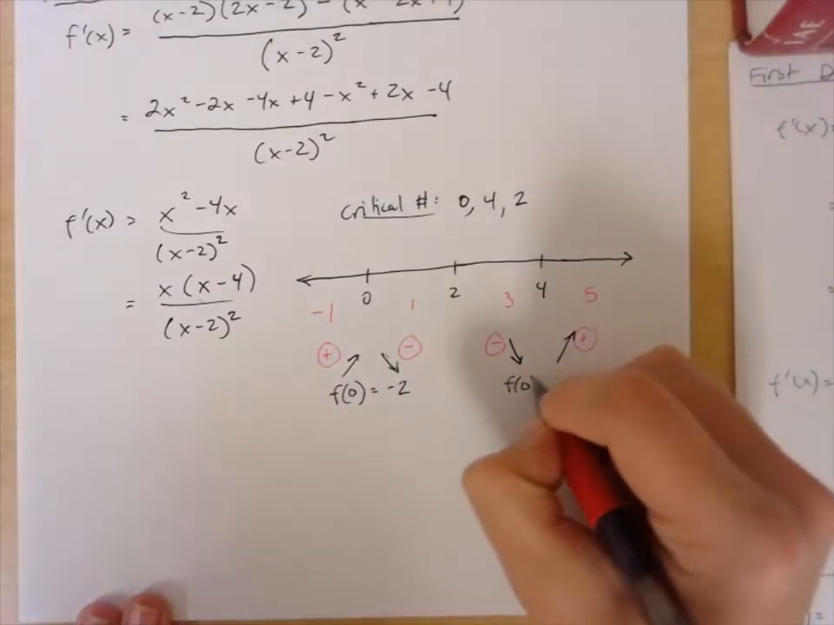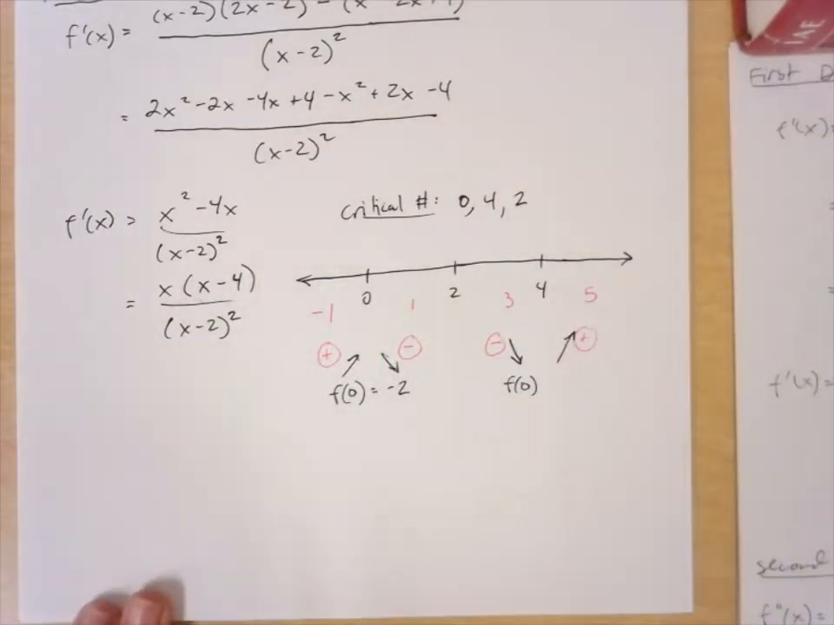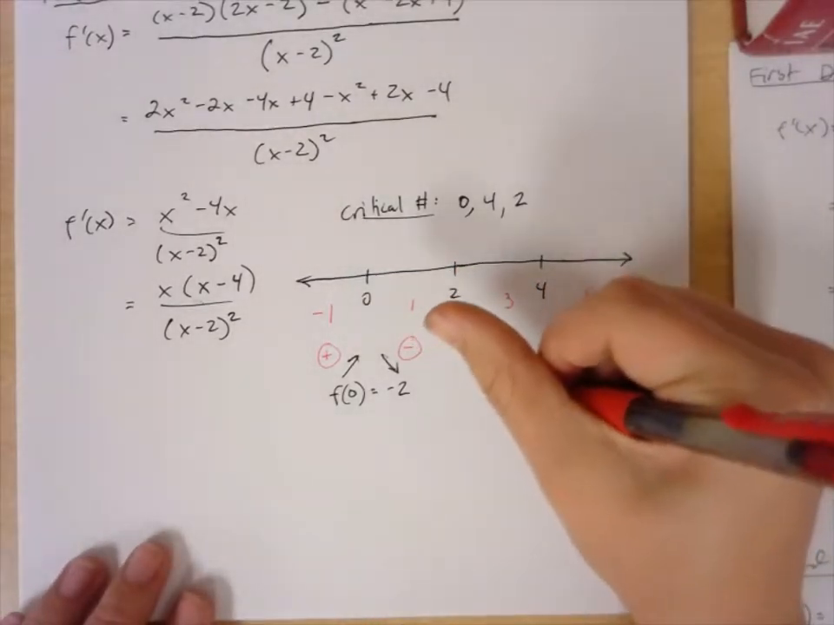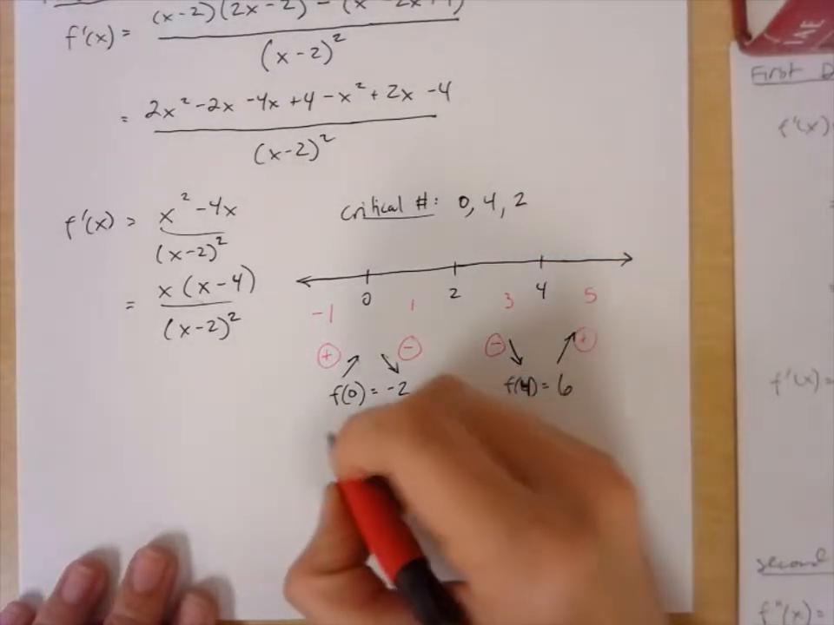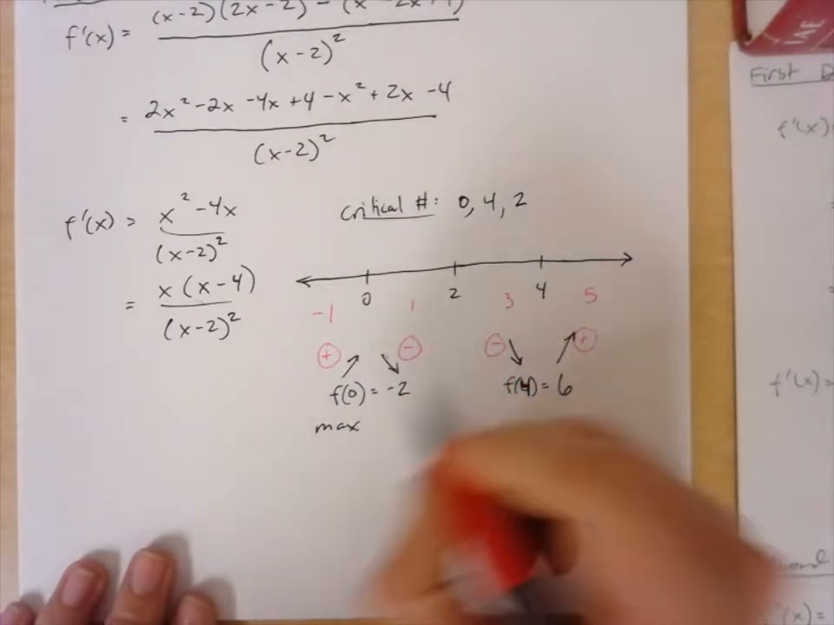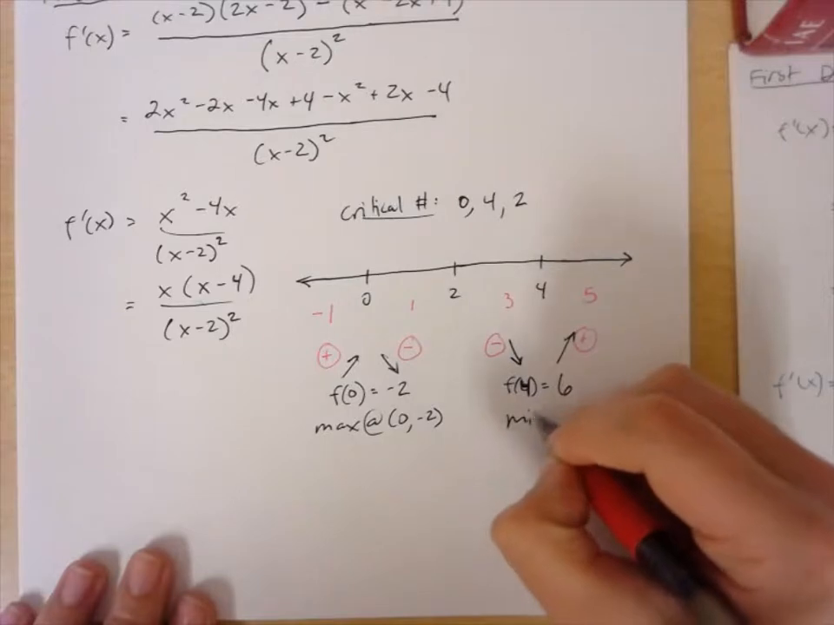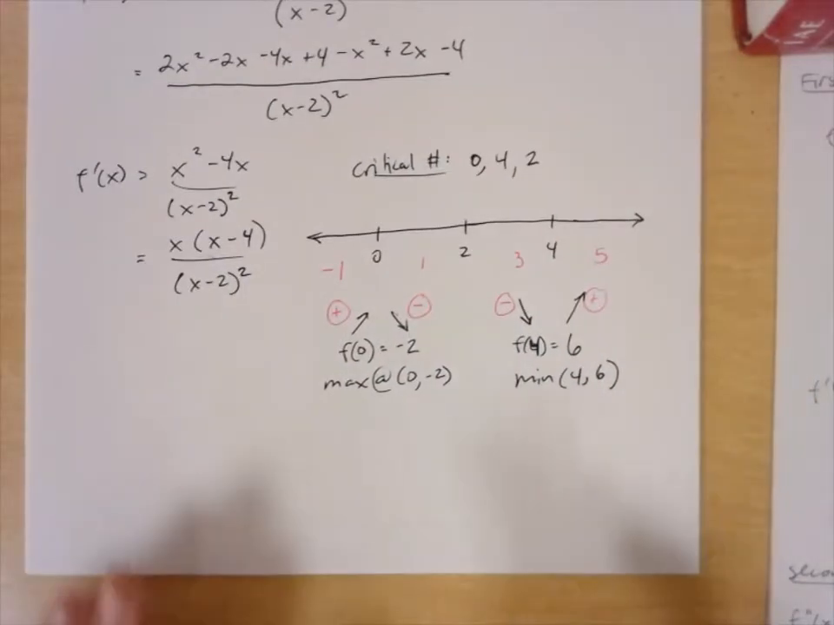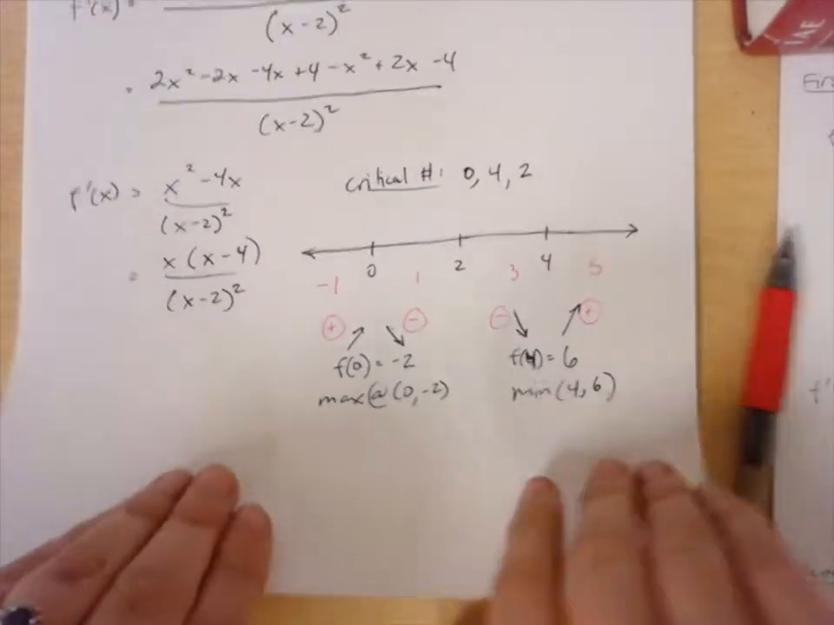And my original function, not the derivative, my x squared minus 2x plus 4, all over x minus 2, at 0, or pardon me, 4, is 6. And so what follows from that is that I have a maximum at the point (0, -2), and I have a minimum at the point (4, 6). Pretty cool stuff. That's going to be very useful for us in a second. That's all we're going to get from the first derivative.